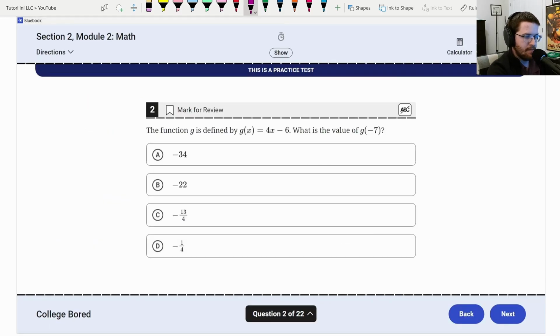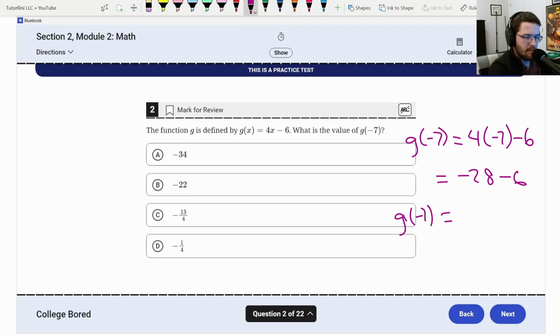Okay, question 2. The question wants us to find g of negative 7. So we're going to replace all the x's, whatever's in parentheses, with a negative 7. So 4 times parentheses negative 7 minus 6. We get negative 28 minus 6. And that means g of negative 7 is equal to negative 34.